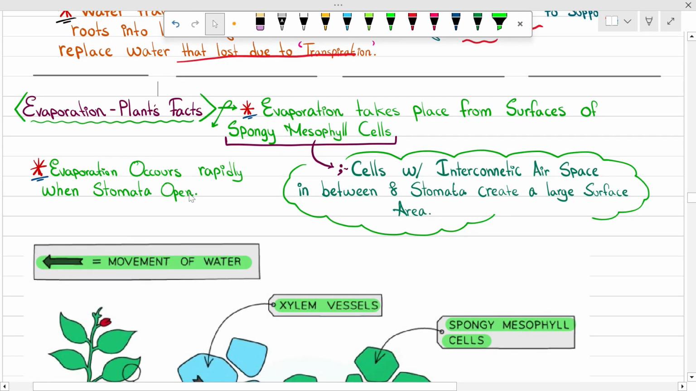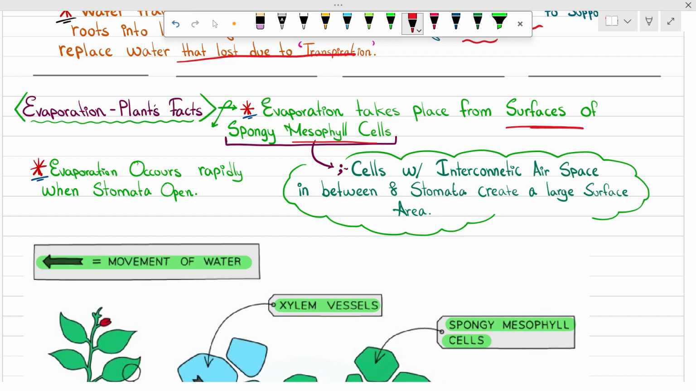These are some facts about evaporation in plants. Evaporation takes place from the surface of the spongy mesophyll cells. This is by default because the difference between evaporation and boiling is both of them are changing of the liquid state into the gaseous state. But evaporation only occurs at the surface where the highest energy particles escape, while boiling occurs all over the liquid. Evaporation occurs rapidly when the stomata opens, as high energy particles rapidly escape.